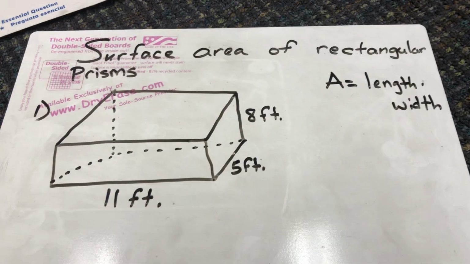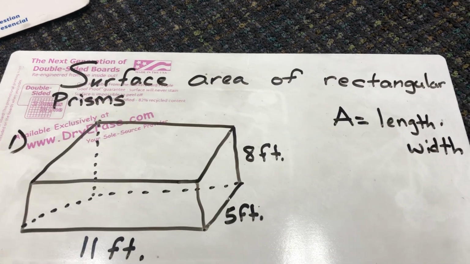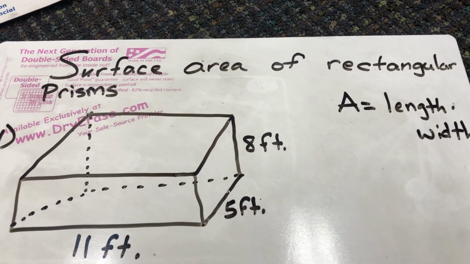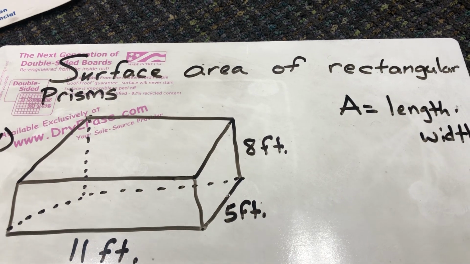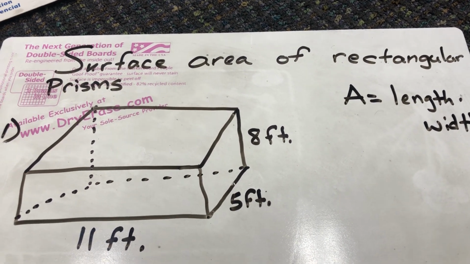Okay, sixth graders, we're getting now into lesson 7.5. We're going to be focusing on finding the surface area of rectangular prisms, finding the surface area of triangular prisms.